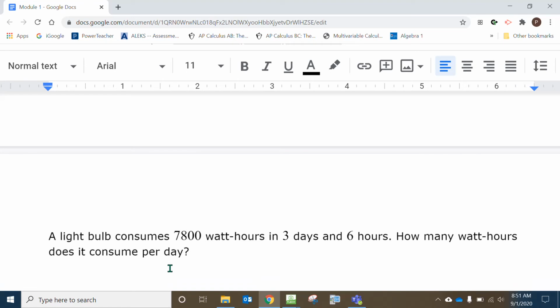Okay, a light bulb consumes 7,800 watt hours in 3 days and 6 hours. How many watt hours does it consume per day? Okay. So if you want to take a minute and pause it and try this, go for it. I'm going to continue on and go through this problem with you.